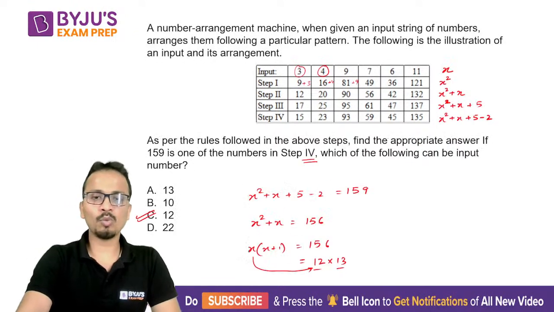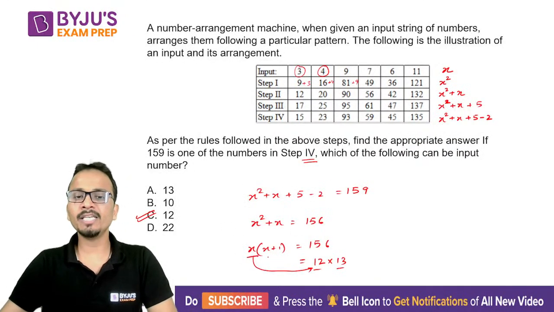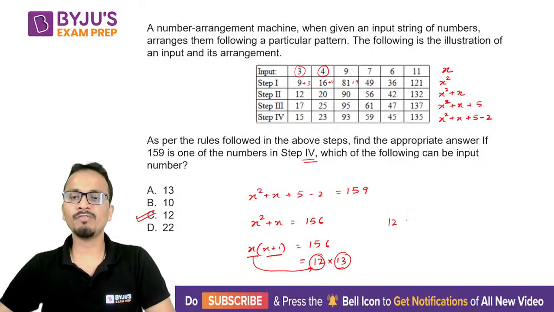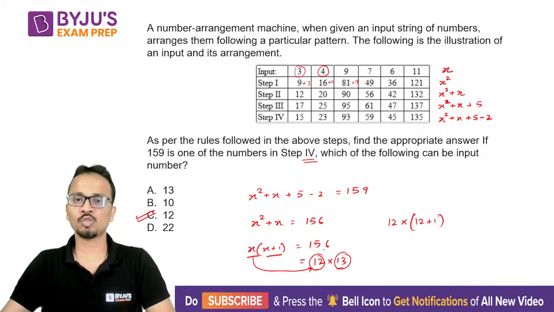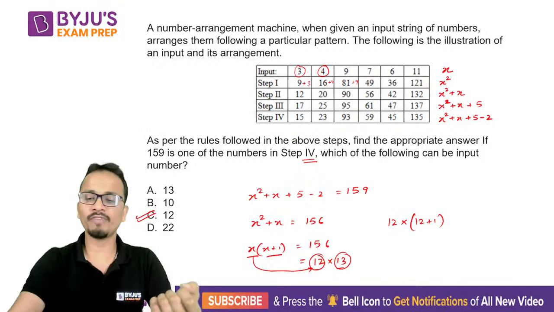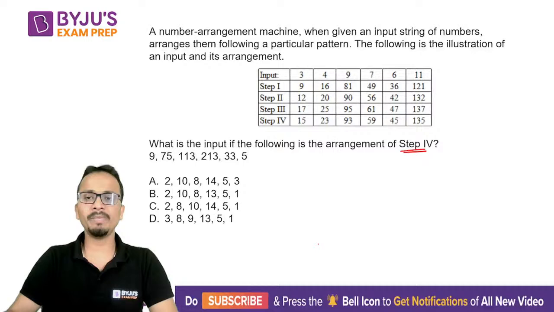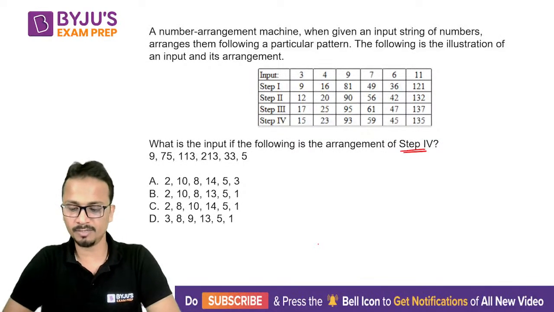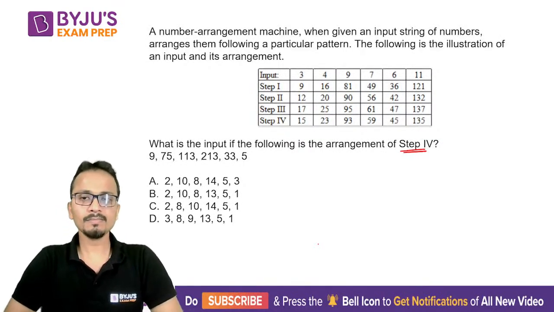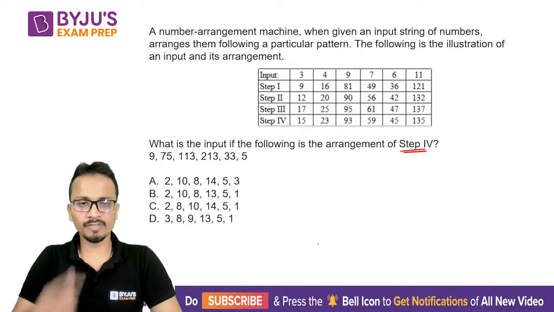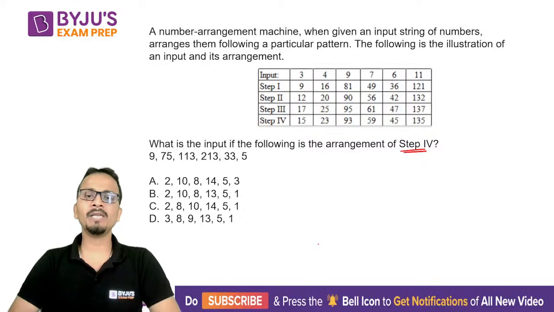Nidhi, you are asking why it is not 13, because X into X plus 1 is 12 into 13. So I can write 12 into 12 plus 1 as X into X plus 1. I need the corresponding value of X, so that is why it will be equal to 12, not 13. So come on, go ahead and quickly solve this question. What will be the input if the following is the arrangement of step number 4?